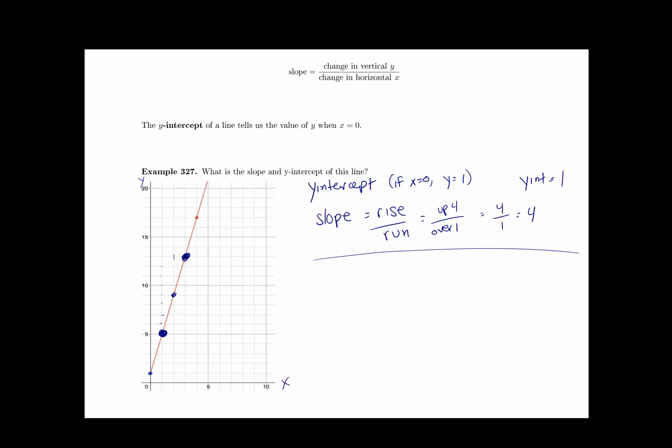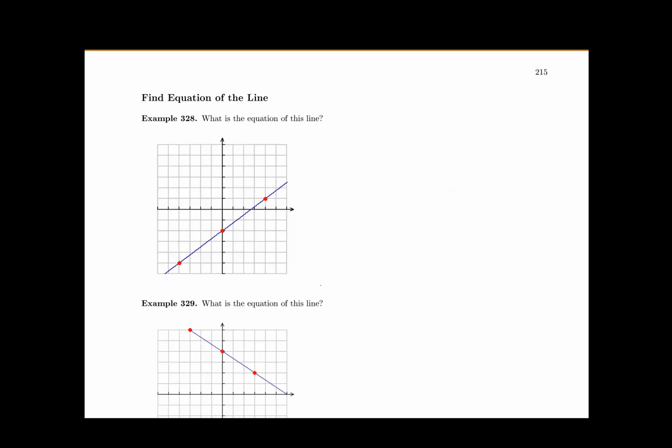Now that we have those, we could write the equation of the line. The equation of the line is always equal to slope times x plus the y-intercept. So in our case, it's going to be y equals a slope of 4 times x plus a y-intercept of 1. This is the equation of that line. So let's try another one. I'm going to just write up here at the top of the page to remind us: y equals slope times x plus the y-intercept.